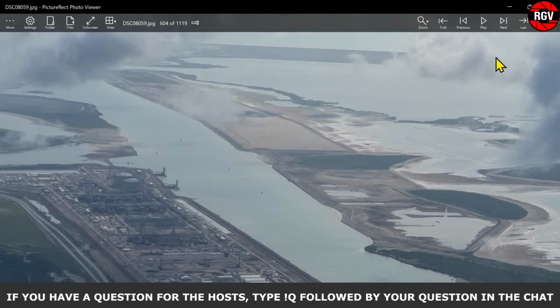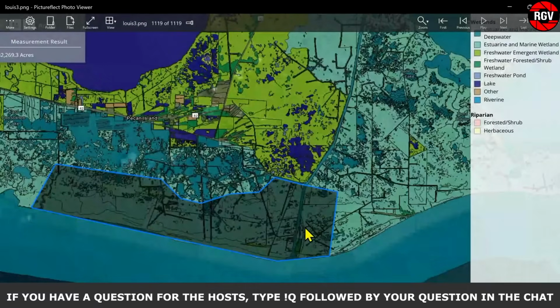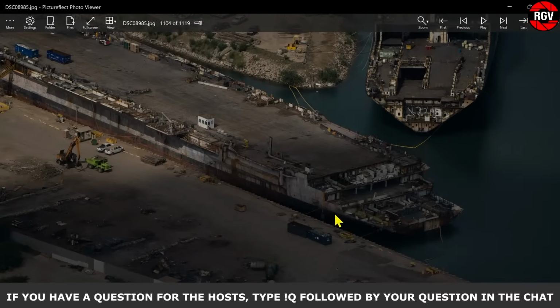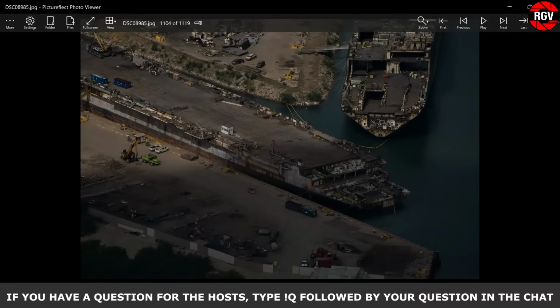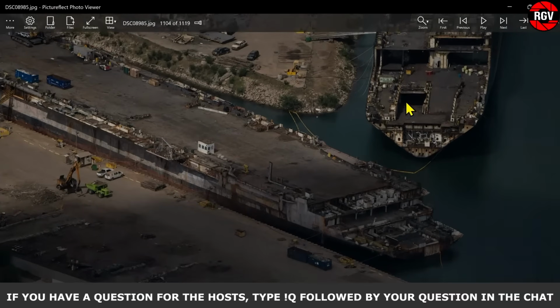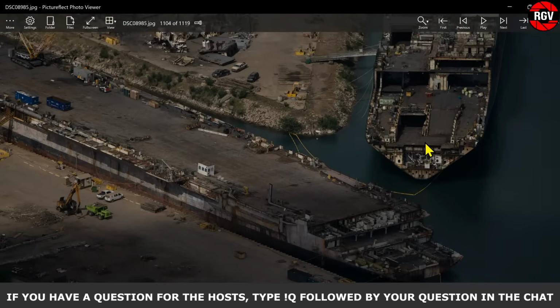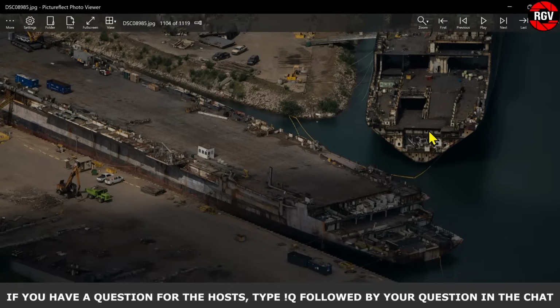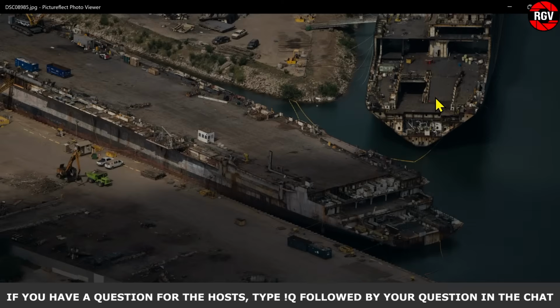All right, let's go. Last, we'll take a look at the JFK and the other ship that they've been working on. To me, it looked like an old car carrier, with the way the ramps are. Roll on, roll off. Yeah.